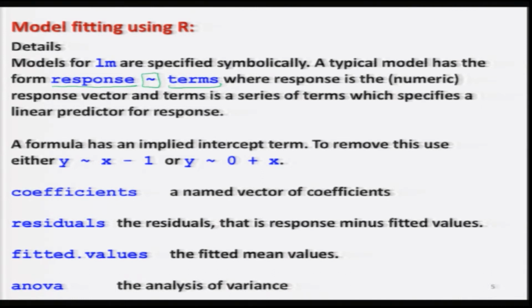Now, in case you want to have a model without intercept term, then one option is this: you write down here y is equal to x minus 1. So, you have to insert the factor -1 in your formula, or the alternative is that you can write down 0 plus x also. That will indicate to R that the model you are going to find is a model without intercept term, right.